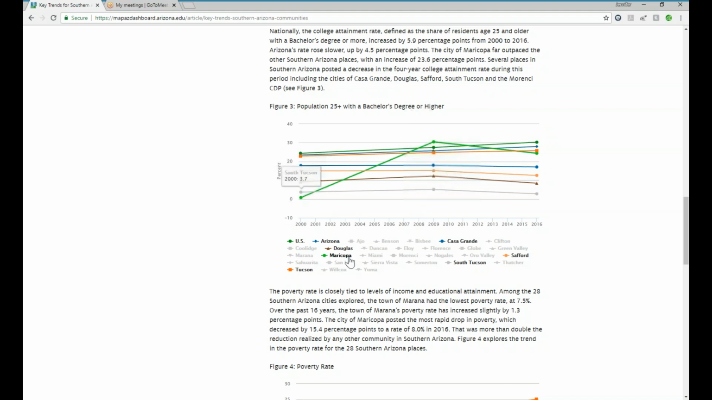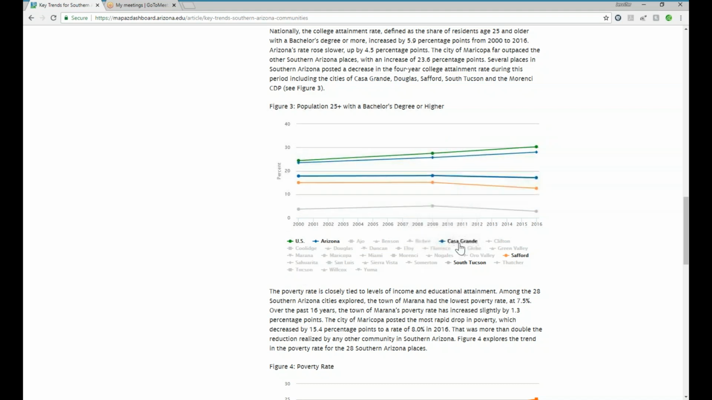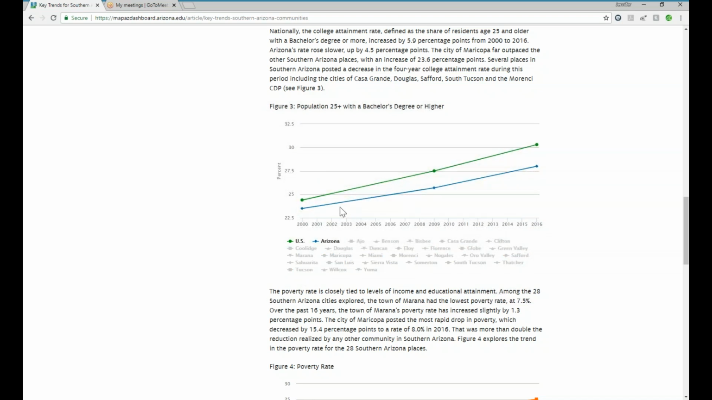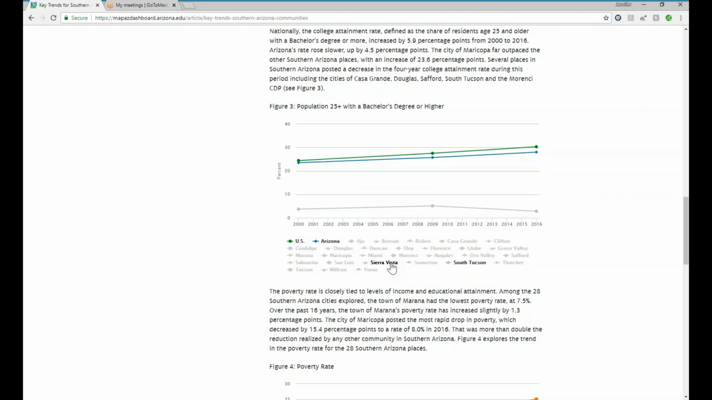But the U.S. and the state, if we click off some of these geographies here, you can see that the U.S. is increasing at a faster rate than the state is in terms of those with a bachelor's degree or better. That's similar to what we're seeing within the Tucson metropolitan area. And the Tucson metropolitan area includes all of these geographies in Pima County, and Marana, Sahuarita, Ajo, all of those are included in those measures.